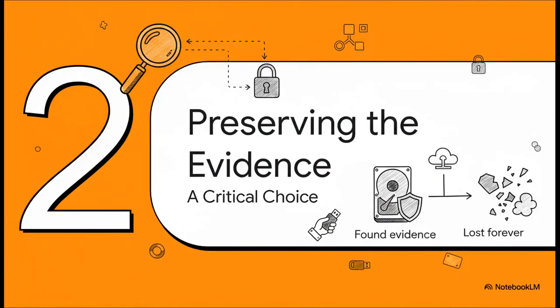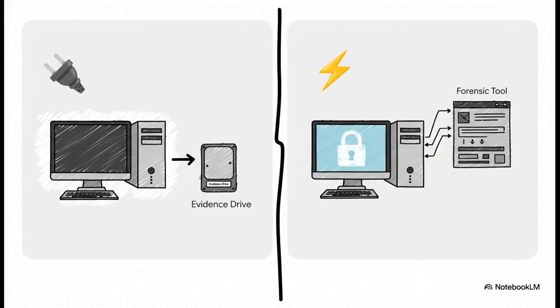Well, it all starts with one critical choice. How are you going to collect the data? The method an investigator picks right at the beginning can literally determine what evidence they find and what might get lost for good. Okay, so you've basically got two main paths.